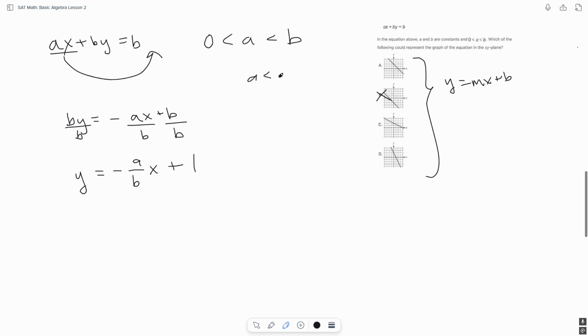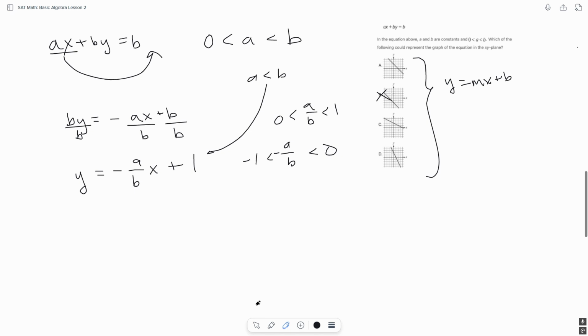But what do we know about not just negative, but just a and b? If a is less than b, right, that means whenever you have a fraction, a over b is going to have to be between 0 and 1. It might be 1/2, it might be 1/3, we don't know, right? But since it's negative, that means this has to be between -1 and 0. Hopefully that makes sense.